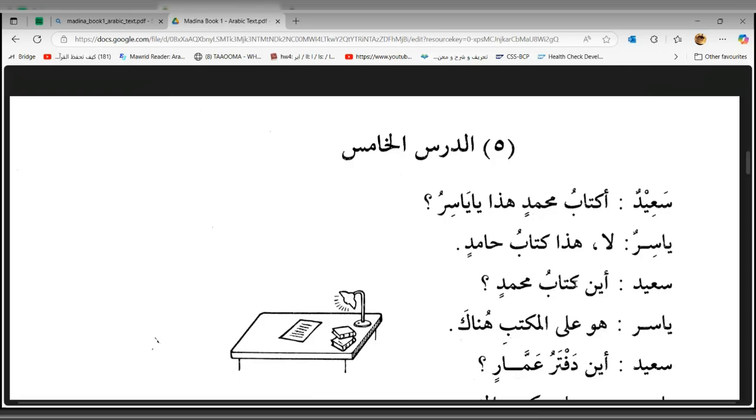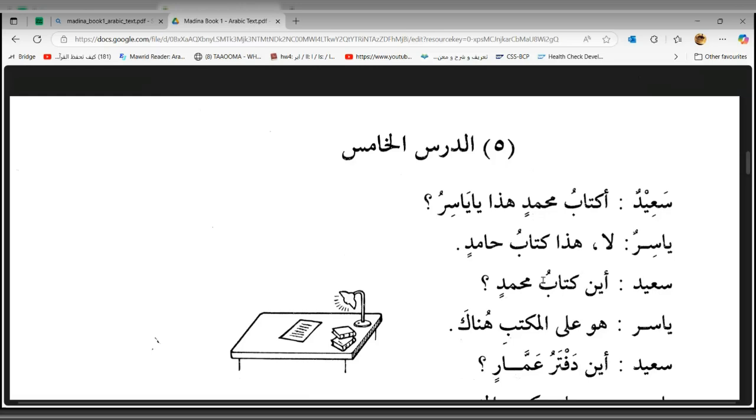So the form to focus on is Kitabu Muhammadin, the book of Muhammad. The owner always takes the kasra, okay? If you say Kitabu Muhammadun, it has a different meaning. Actually, it doesn't mean anything. What might mean something is Al-Kitabu Muhammadun, meaning the book is Muhammad, which is silly. But at least the grammar kind of works out.